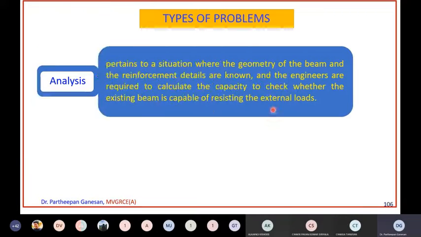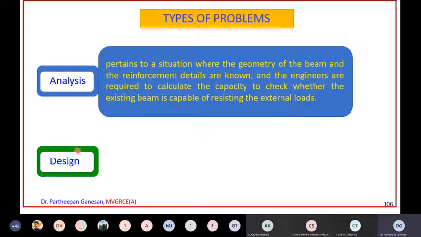Now, there are two types of problem. One is analysis. In analysis, they will give you the geometry of the beam and the reinforcement details. They may ask you to find out the moment resistance capacity of the beam, or what load it can take. That is called an analysis problem.